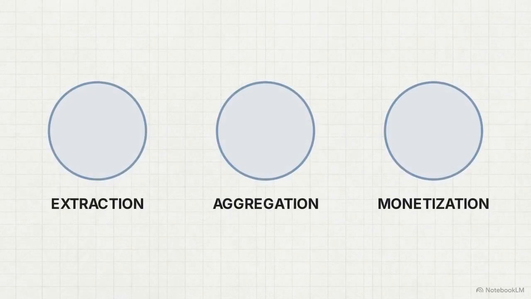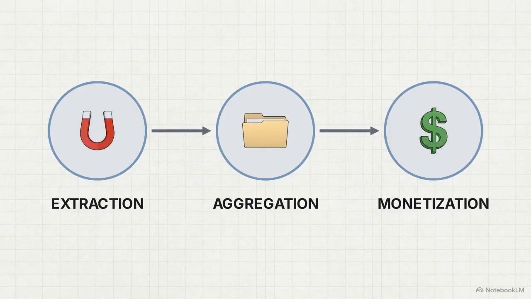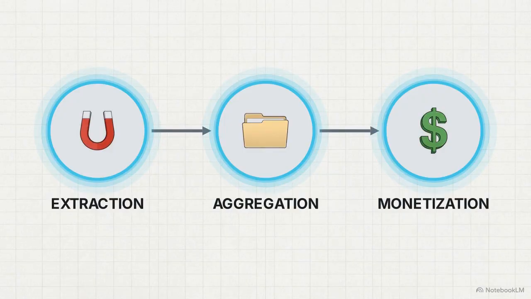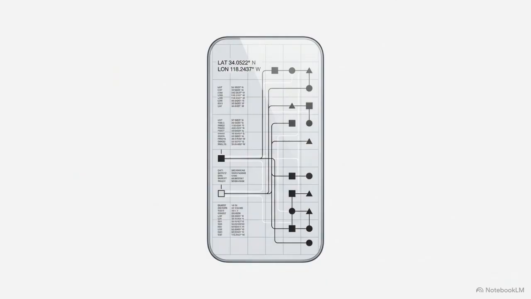This entire economy operates through a 3-stage supply chain: extraction, aggregation, and monetization. Every step depends on the one that came before it. The raw material powering this multi-billion-dollar system is the unconsented, moment-by-moment behavioral data of ordinary people.